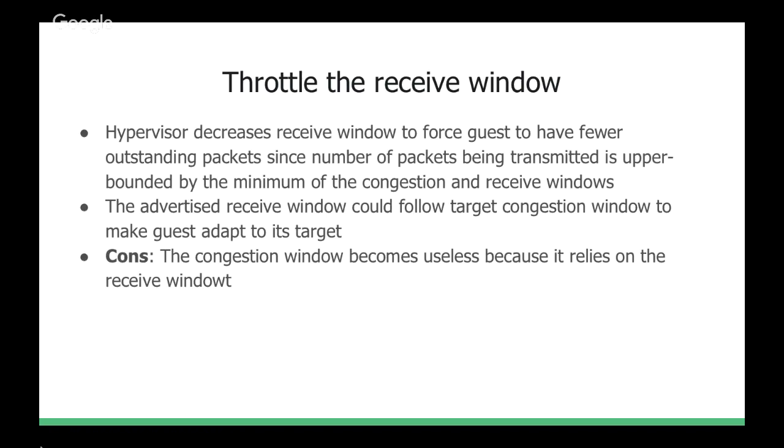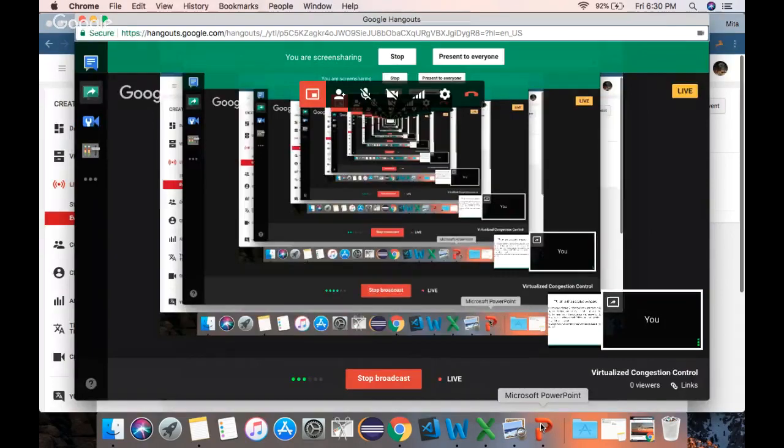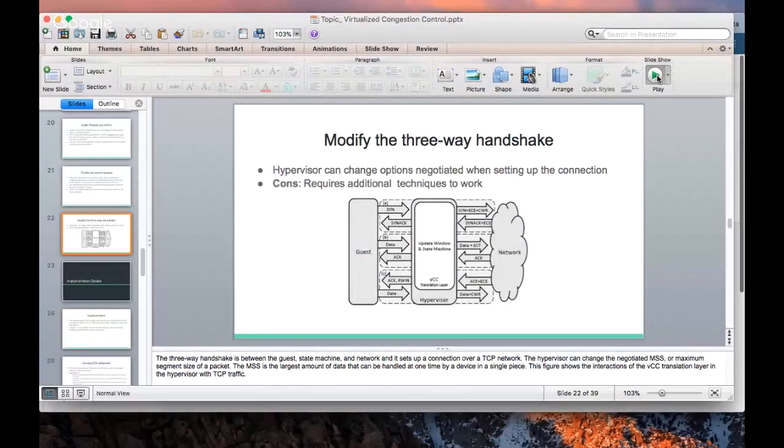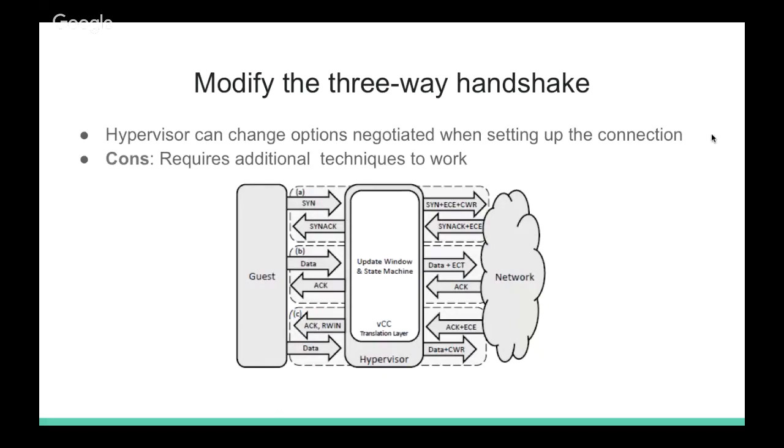The three-way TCP handshake is what the paper is more focused on. So I'll be talking about the three-way TCP handshake. Now, the hypervisor can change the options negotiated when setting up the connection. That means, basically, the three-way handshake is between the guest, the state machine, and the network, and it's the way that these machines set up a connection over a TCP network. The hypervisor can change the negotiated MSS, or maximum segment size, of a packet. In case it's not clear, the MSS is the largest amount of data that can be handled at one time by a device in a single piece.